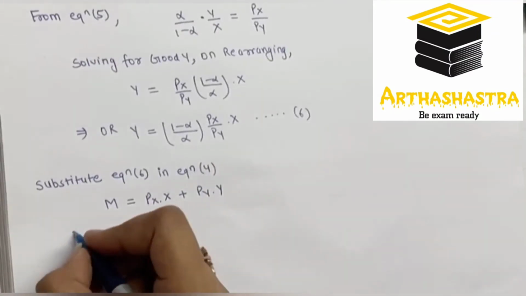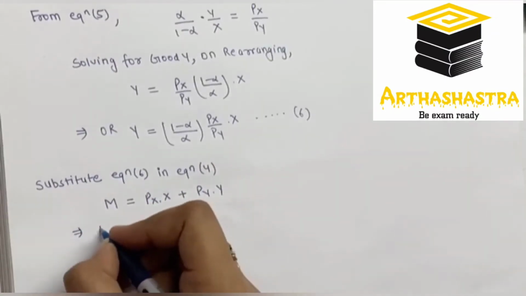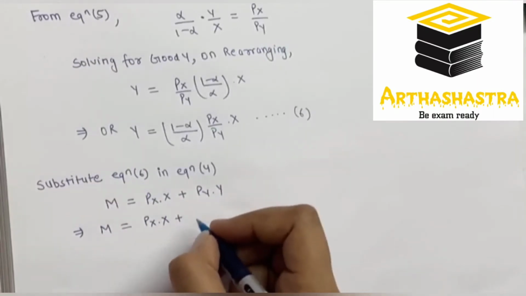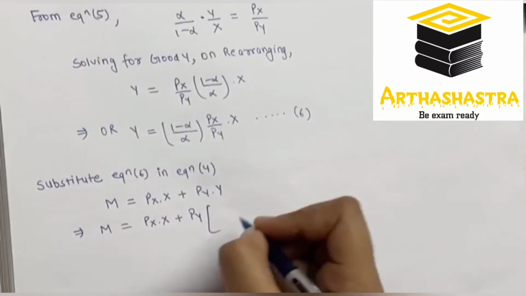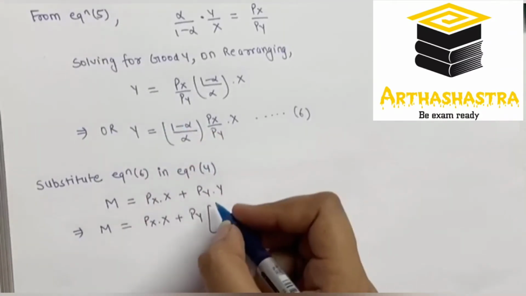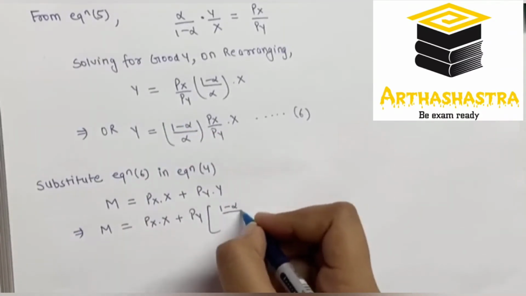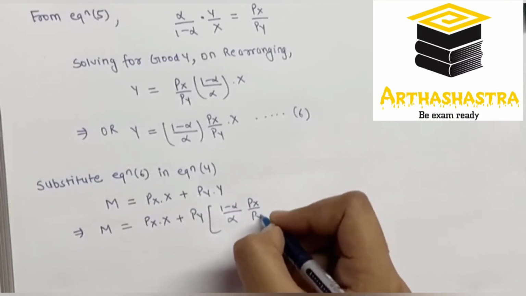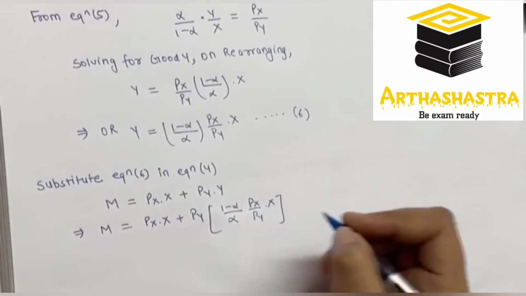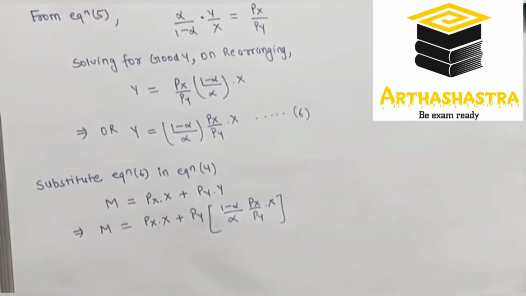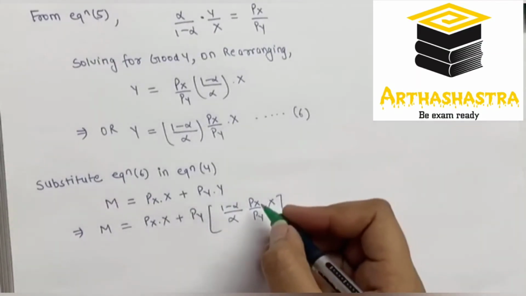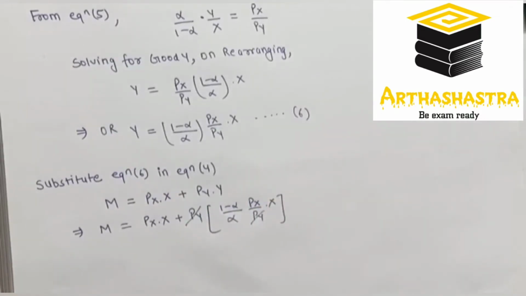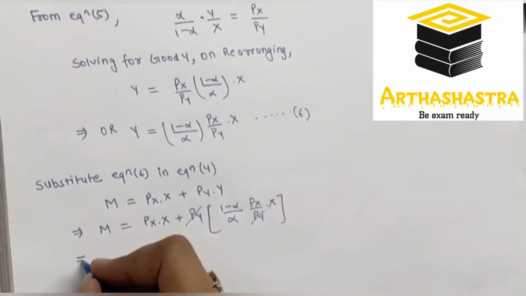Okay, we substitute for y. M equals px times x plus py. This whole expression will come here. It will become 1 minus alpha over alpha px over py times x. See, we get x. This was our objective. We cancel out py, and what are we left with?